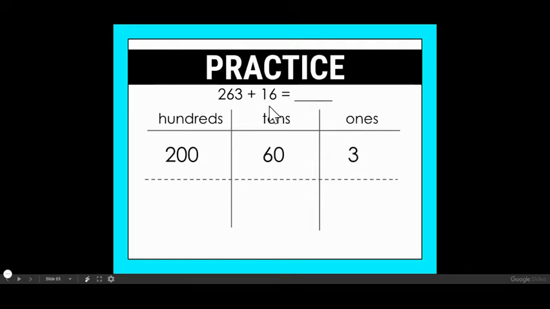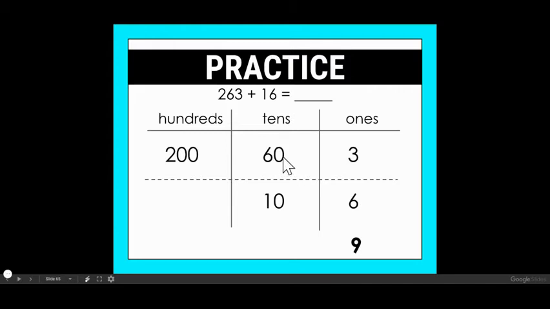Now let's look at our second addend. Our second addend is 16. Do we have any hundreds? Nope. But we do have a 10. We have 1 10. And we have some ones. We have 6 ones. All right, let's start in the ones. Let's combine our place values together. So I have my 3 ones plus my 6 ones. That is equal to 9 ones.